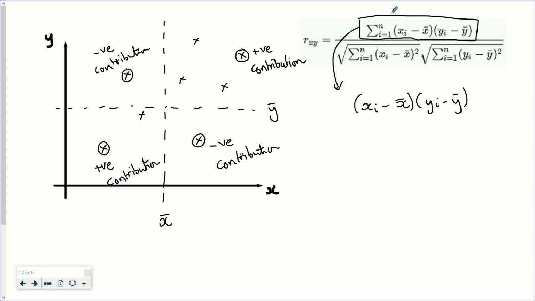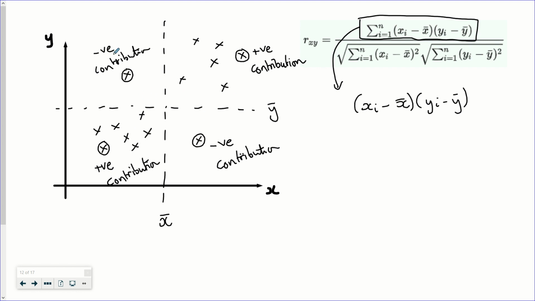So when we calculate this numerator, we add up each of these contributions from these points. So you can see that the more points you've got in this top right quadrant and bottom left quadrant, the stronger the positive correlation. And also the more positive contributions you're going to have. If you've got lots of positive contributions, and you've got a strong positive correlation because they lie in these two quadrants. So the sum is going to become closer to 1.